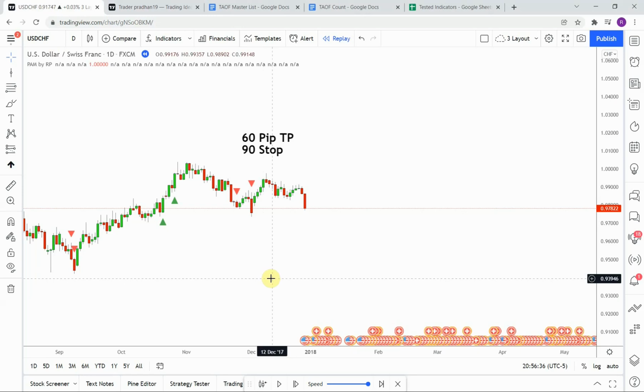Today we will be testing the price action movements indicator.